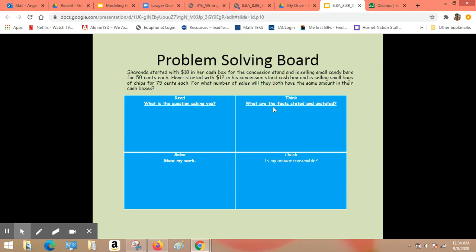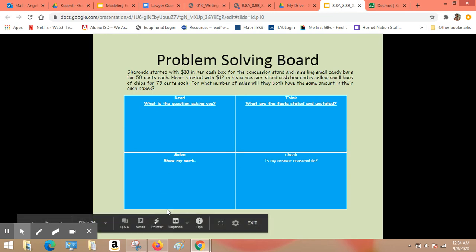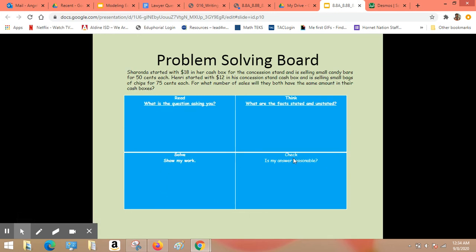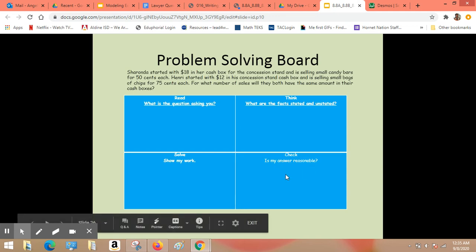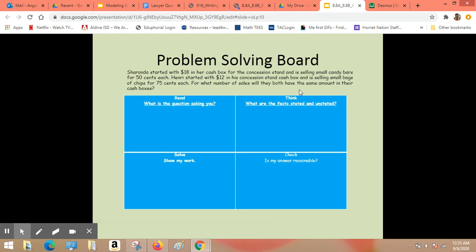What's important info? Step 3, we're going to solve. So make sure right here you're showing your work. And the last step, you're going to check your answer. So was your answer reasonable? Did you actually answer your question? So right here, you're going to be substituting and asking yourself, did I answer what they asked me in my question? So we're going to read it actually.